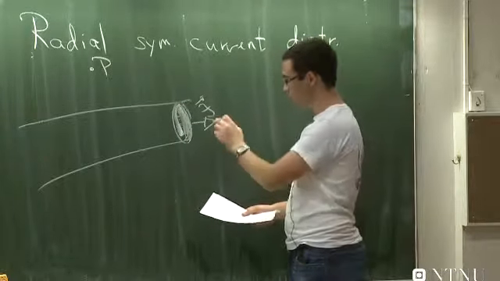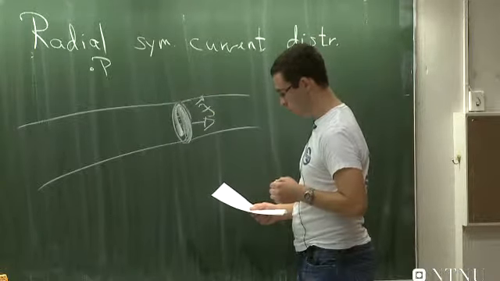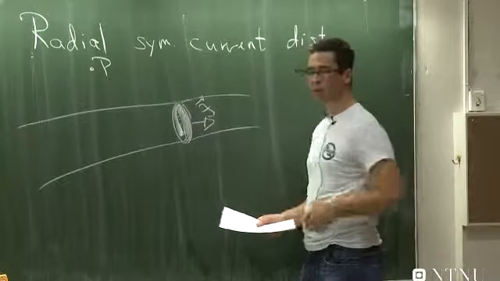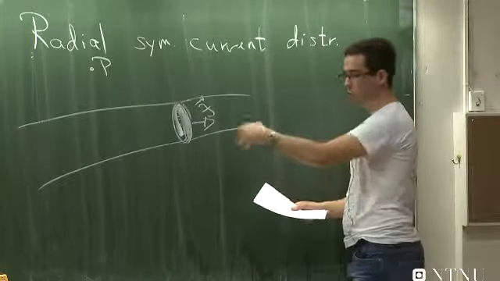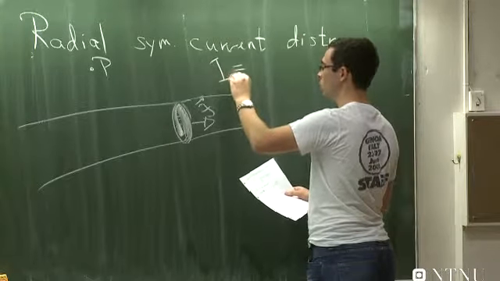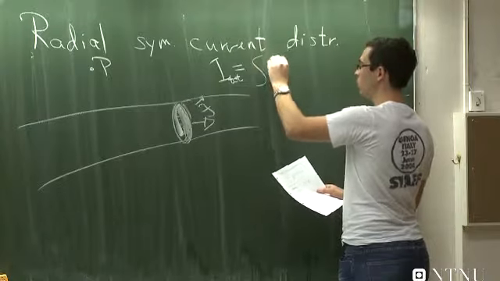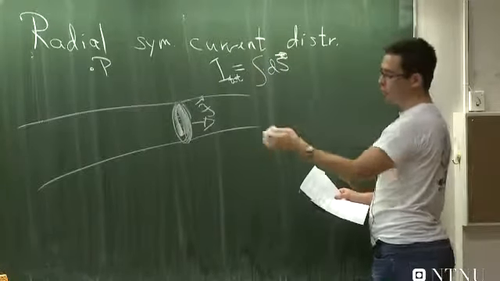I'm not sure how to say this. I'm just going to imagine a surface there to define the total current. So the total current would be then just the surface integral of the current density.